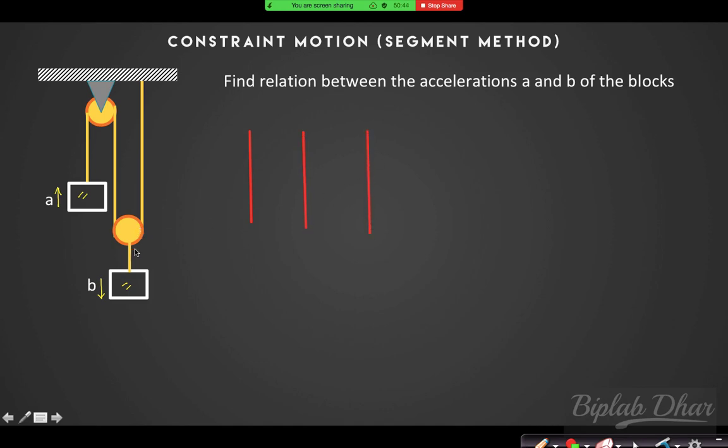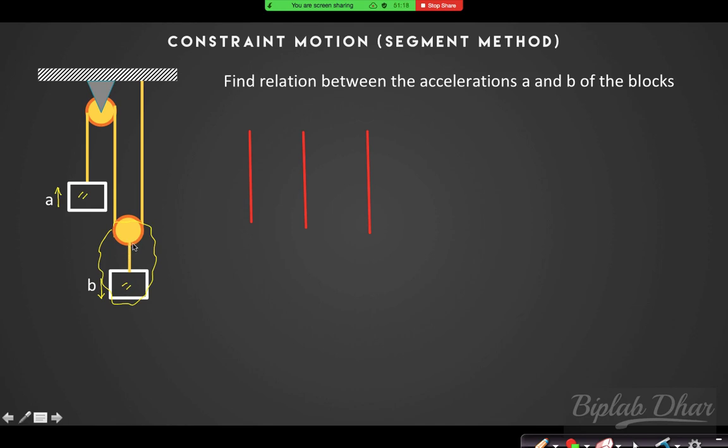Look, whatever may be the acceleration of that block, the same acceleration of the pulley will be. Yes or no? Because the pulley and block are connected with the same string. So I can neglect that part of the string and say the pulley is also coming down with the same acceleration a. This entire body is coming down with acceleration a, because that string has only one segment. Yes, only one segment.